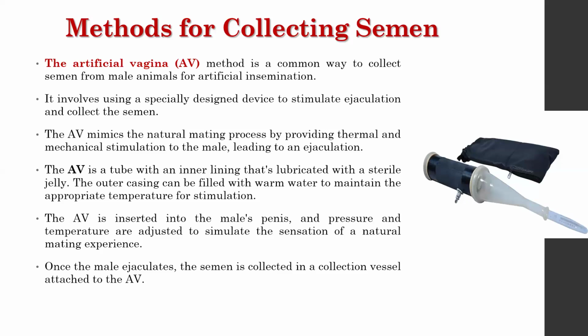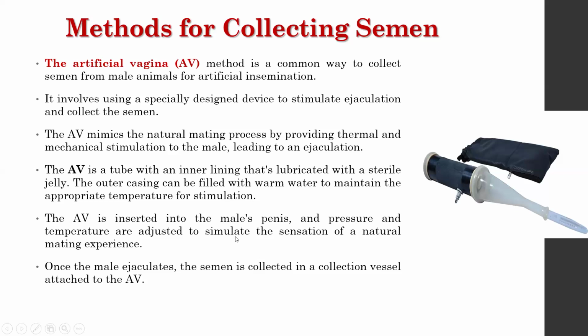One important thing is that you have to maintain the temperature of the liner. It should be around 42 to 45 degrees centigrade. Then the AV is filled with hot water at around 50 to 55 degrees centigrade. This provides the correct internal temperature and prevents the semen from cold shock. The collection tube should be warmed to around 30 to 37 degrees before collection. The liner should be lubricated with sterile jelly before filling with warm water, and then the penis is inserted.